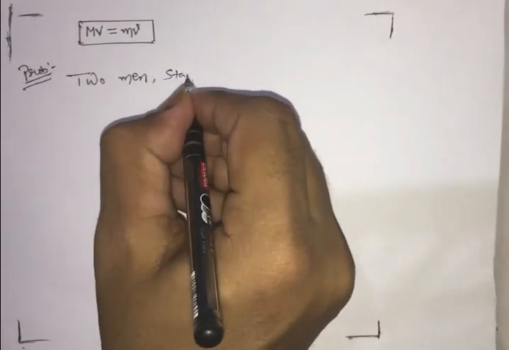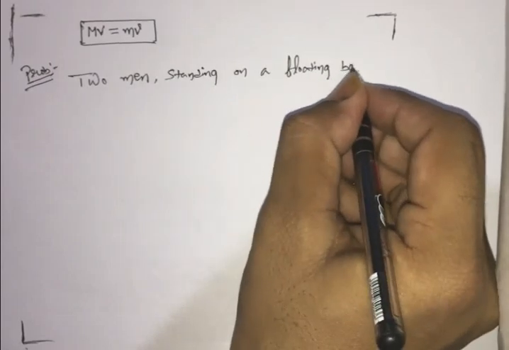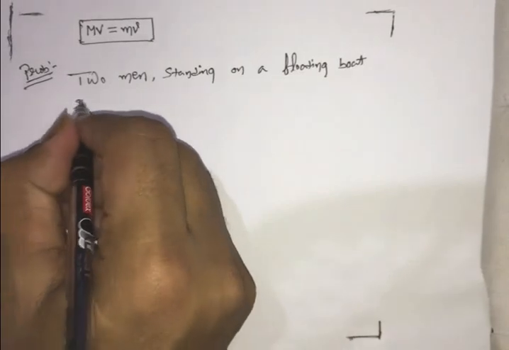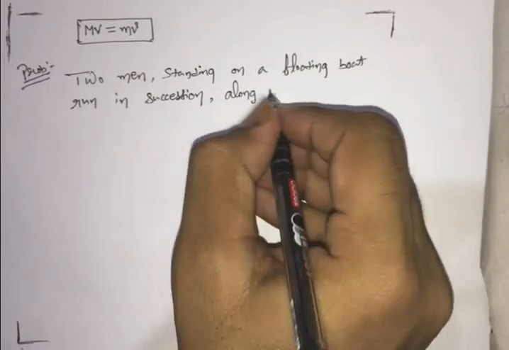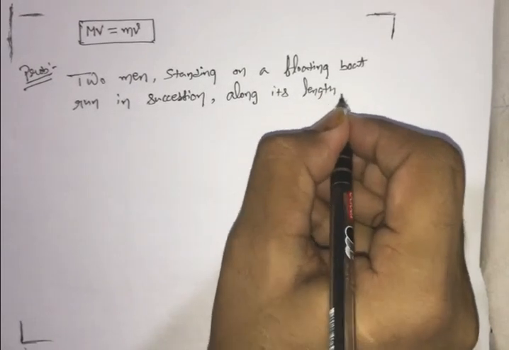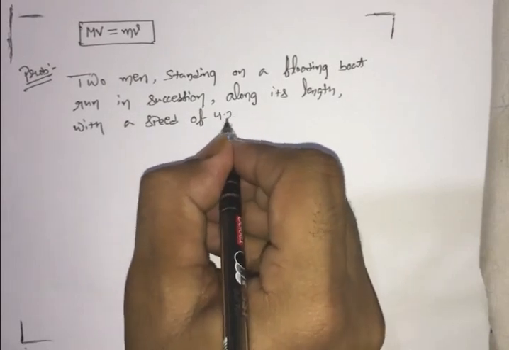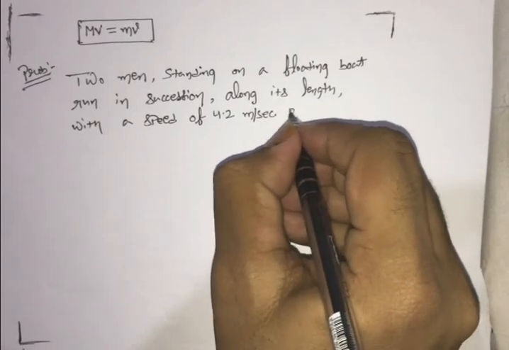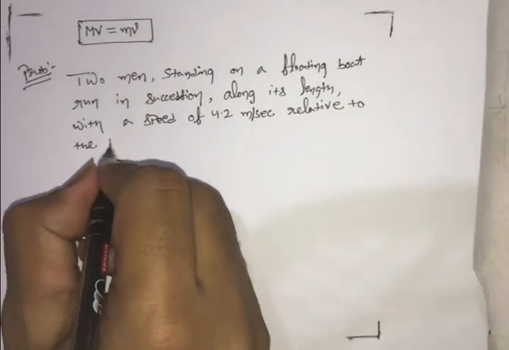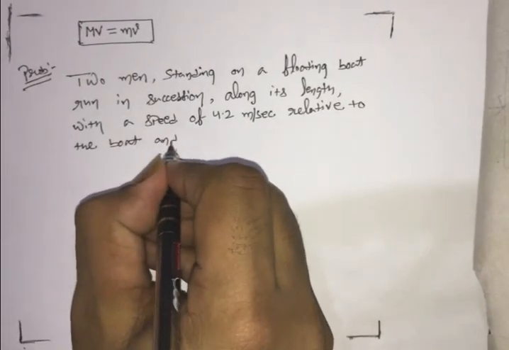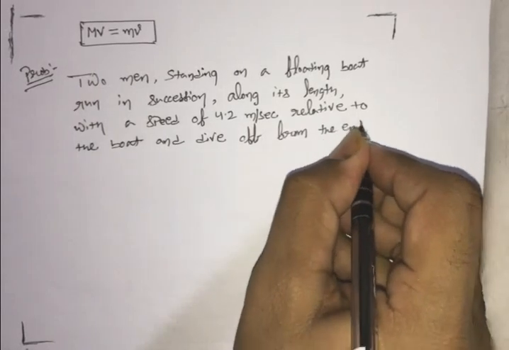Two men standing on a floating boat run in succession along its length with a speed of 4.2 meter per second relative to the boat and dive off from the end.